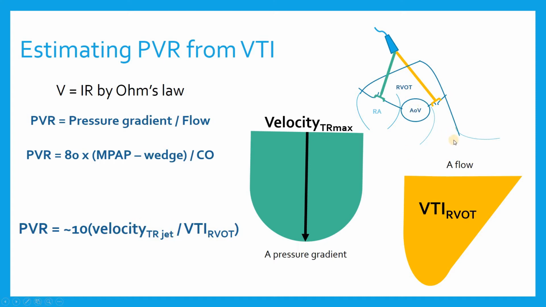Now, it's not actually measuring pulmonary vascular resistance directly, right? I'm looking at a TR jet signal to get my pressure gradient. It's not the pressure gradient that we'd use on a Swan, which is the mean PA pressure minus the wedge. However, some clever person figured out that I can estimate PVR by multiplying 10 times my maximal TR jet velocity, divided by my velocity time integral for the RVOT. So again, I'm using a pressure gradient and a flow surrogate, not the ones we typically use with a Swan, but I can still estimate my PVR from that, which is really pretty cool.